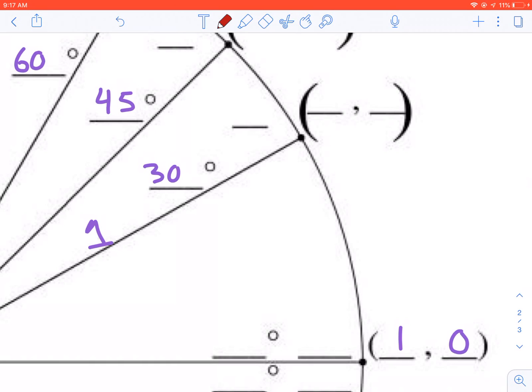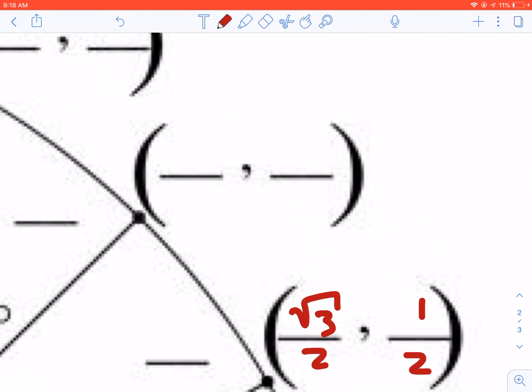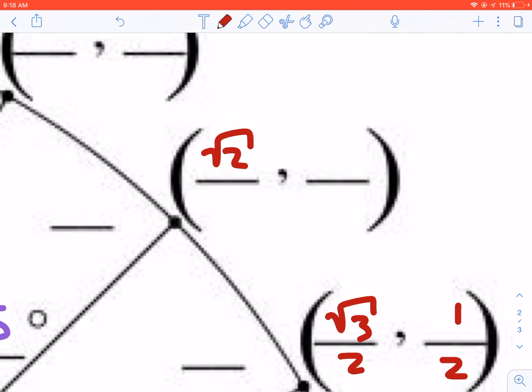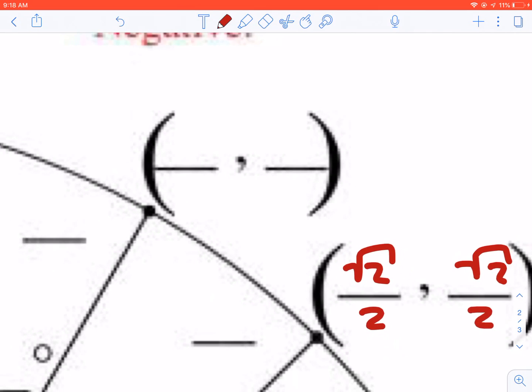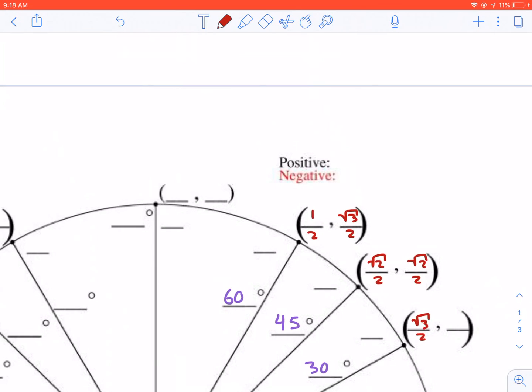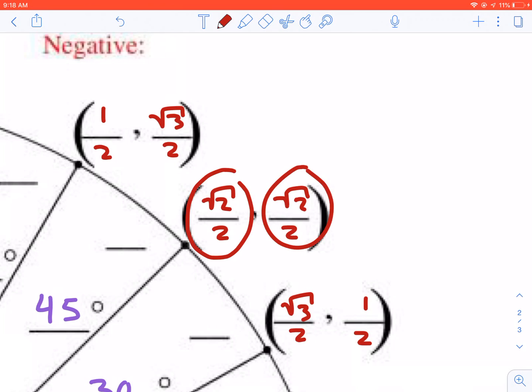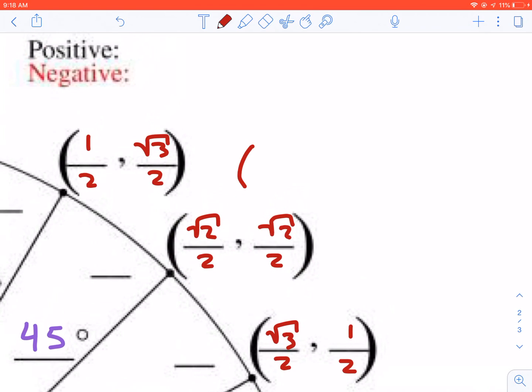All right, so if you did it for 30 degrees, this point over here is going to be radical 3 over 2, comma, 1 over 2. 45 degrees is going to be radical 2 over 2, comma, radical 2 over 2. And this is going to be 1/2, comma, radical 3 over 2. 60 degrees. And we know the x comma y is really just cosine theta comma sine theta.